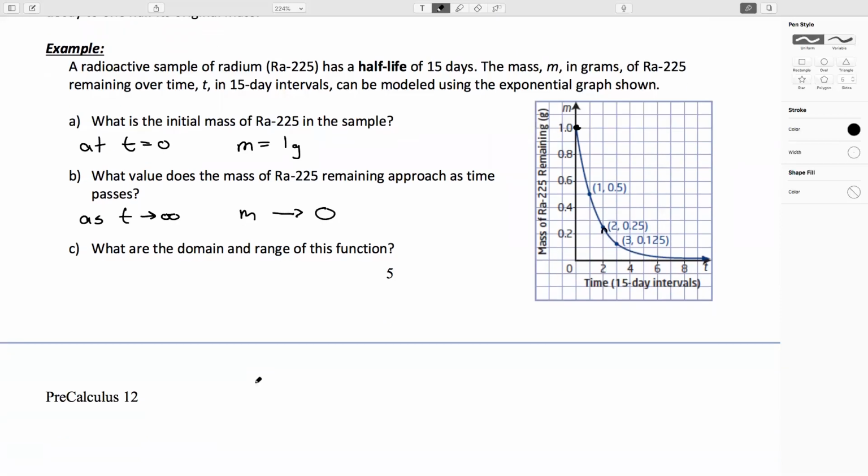And question C, what is the domain and range of this function? Well, it looks like our domain goes anywhere from 0 and up. We can't have negative time. So x is greater than or equal to 0. I guess t, we should probably call it t because it is time. And as far as the y value goes, well, the mass is somewhere between 0 and 1. So mass is between 0 and 1 gram.